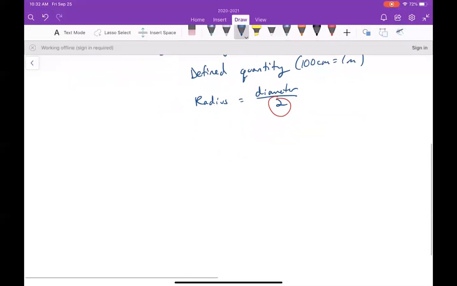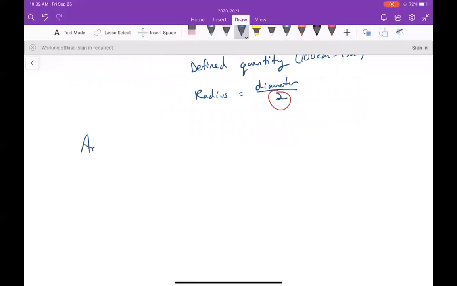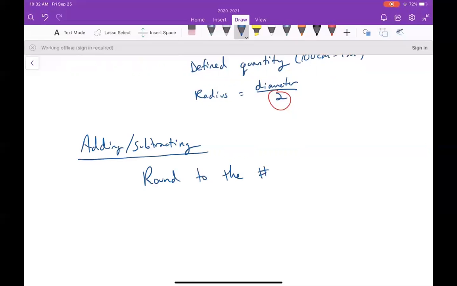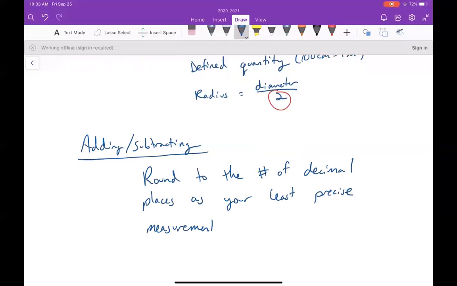So how do we do this? If we are adding or subtracting, and again, all these notes are posted on PowerSchool, by the way, the rule is you round to the number of decimal places of your least precise measurement.